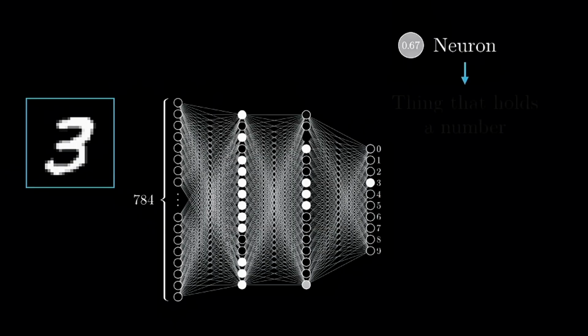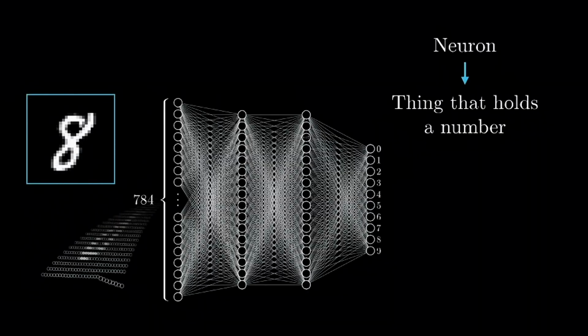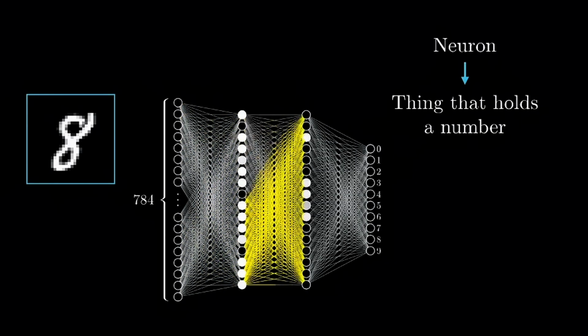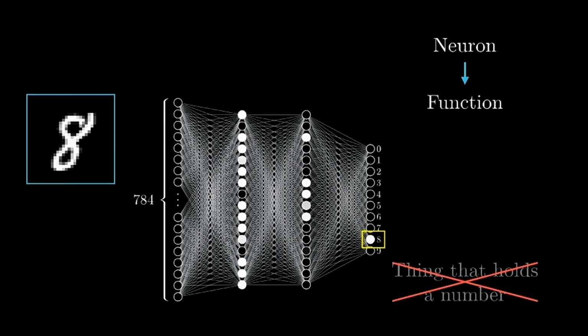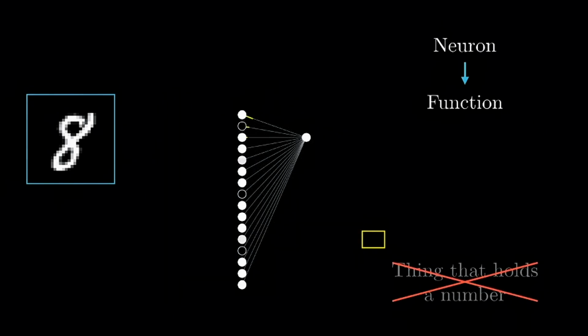Remember how earlier I said these neurons are simply things that hold numbers? Well, of course, the specific numbers that they hold depend on the image you feed in. So it's actually more accurate to think of each neuron as a function, one that takes in the outputs of all the neurons in the previous layer and spits out a number between 0 and 1.